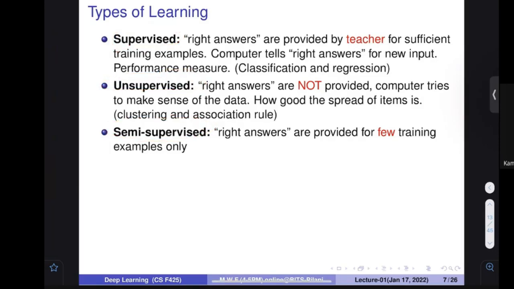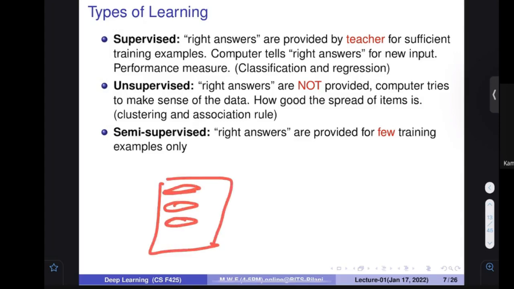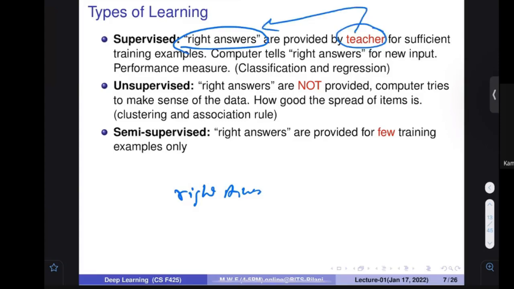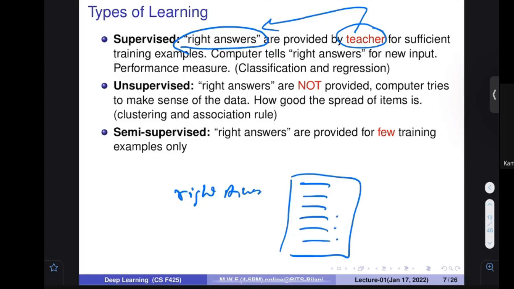What do they mean? Supervised learning means that when I want to teach the system, I give examples, and for those examples I tell what the right answer is. Who is going to specify? Let me say there is some teacher who specifies the right answer. When the system learns from examples where every data item has the right answer provided by the teacher, it is called supervised learning.